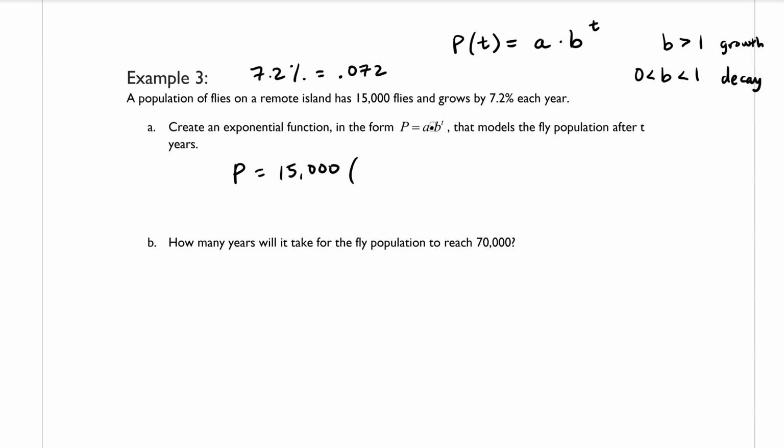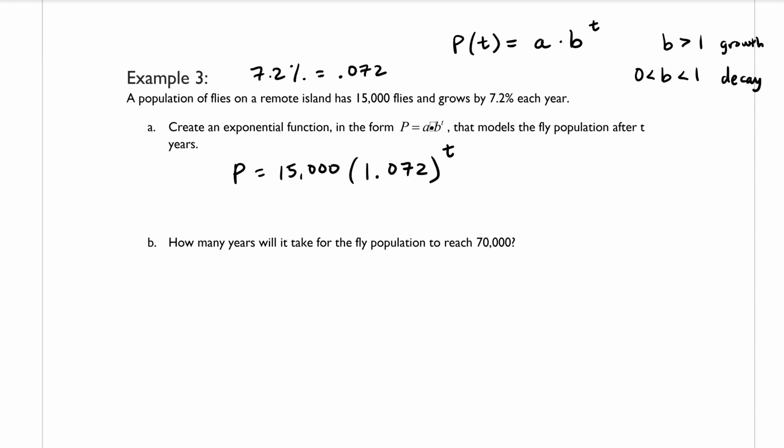So if we were to change 7.2% into a decimal, that would be equivalent to 0.072. However, we know that it's growing, and so if we're growing by a percentage, what you want to do is you want to add 1 to it. So 1 plus 0.072 is 1.072, and then to the t power. So that is our exponential function that models this scenario.